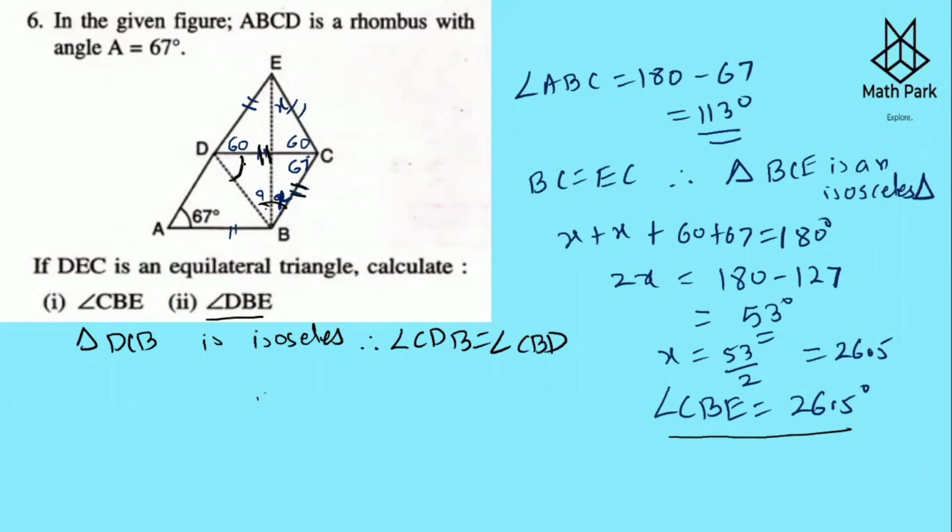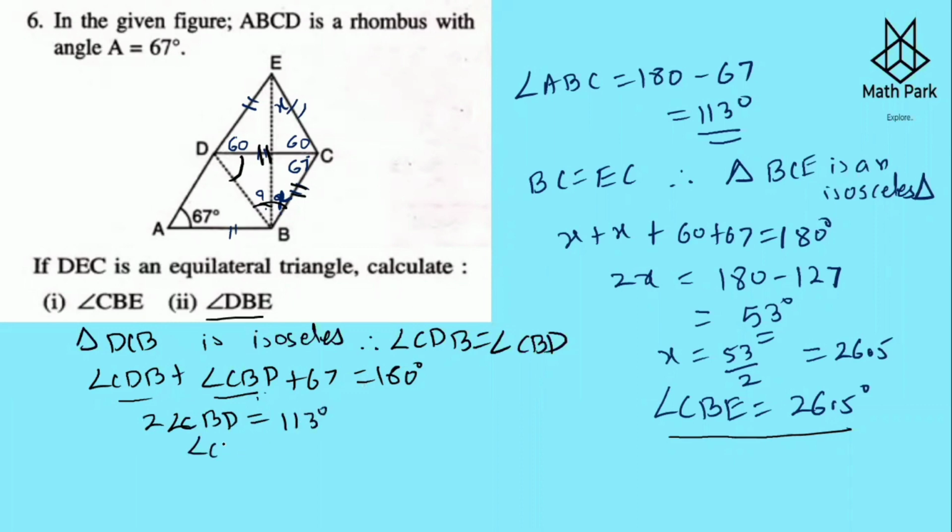Okay, now let us use the angle sum property for this triangle. So we have angle CDB plus angle CBD plus 67 is equal to 180 degrees. Since these two angles are equal, we take twice angle CBD is equal to 180 minus 67, which is 113 degrees. So we get angle CBD is equal to 113 divided by 2, which is 56.5.